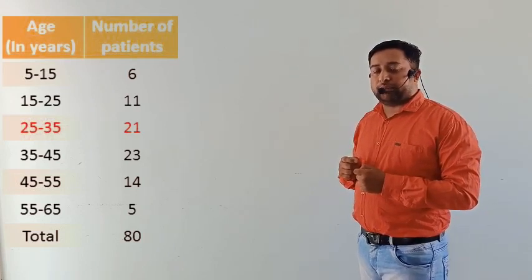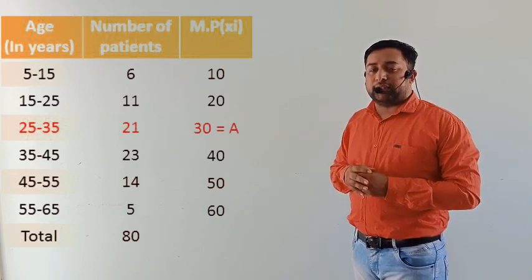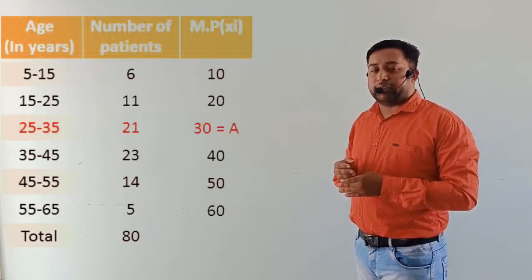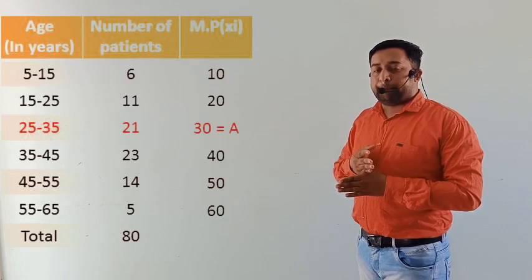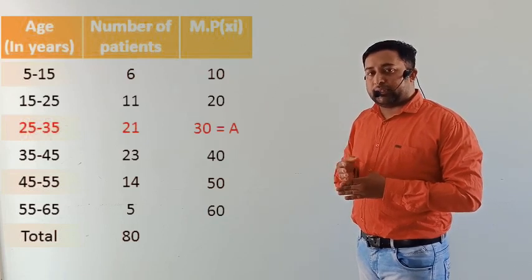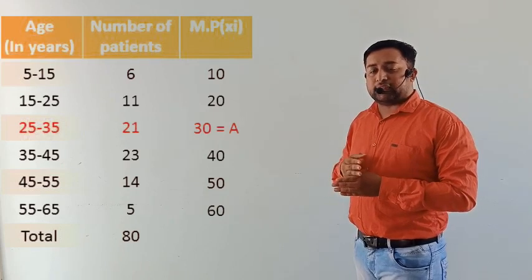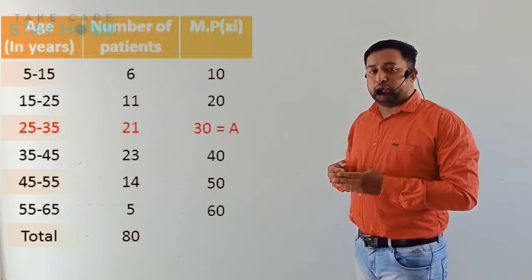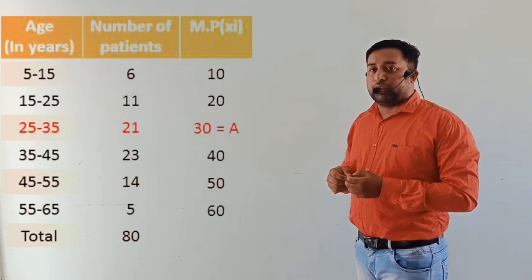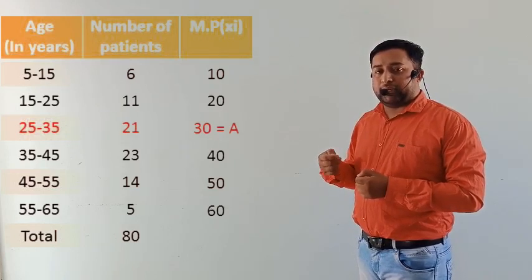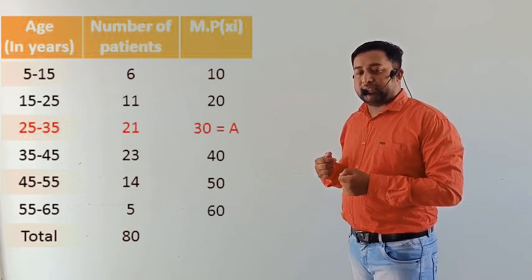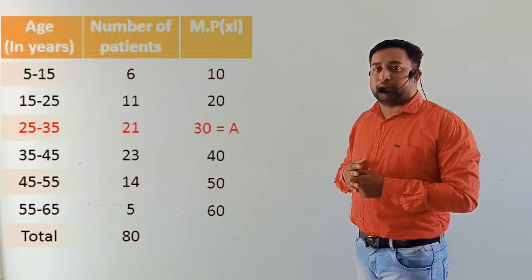What will be our third column? Our third column will be the midpoint. How do you get it? Lower limit plus upper limit divided by 2. For the first class, 5 plus 15 is 20, 20 divided by 2 is 10. For the second class, 15 plus 25 is 40, divided by 2 is 20. Adding 10 each time: 10 plus 10 is 20, 20 plus 10 is 30, 30 plus 10 is 40, 40 plus 10 is 50, 50 plus 10 is 60. We have got our third column, the midpoint.